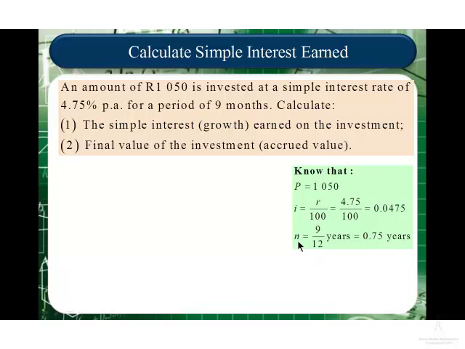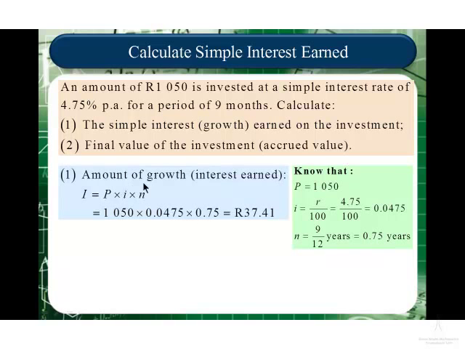So the number of interest periods is not even one full period. There we go, 9 over 12, which gives us 3/4 or 0.75 years. Notice that the number of interest periods may even be smaller than 1. In fact, it can have any positive real number value in this particular situation.